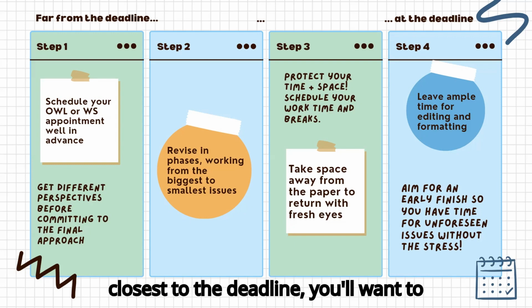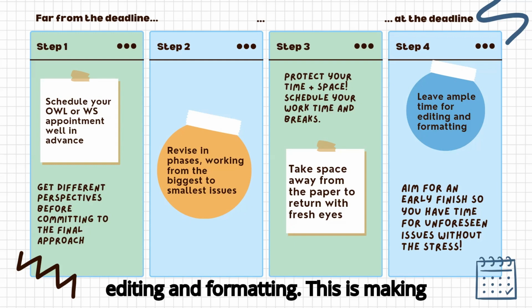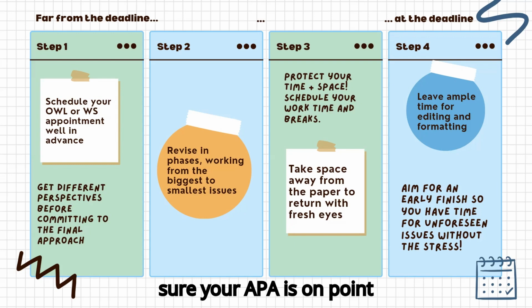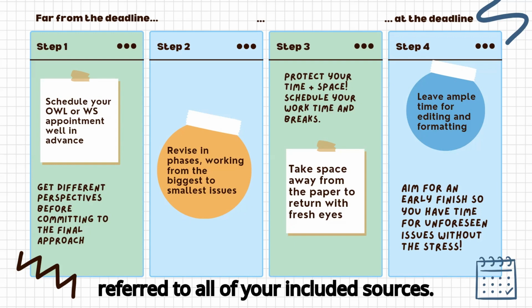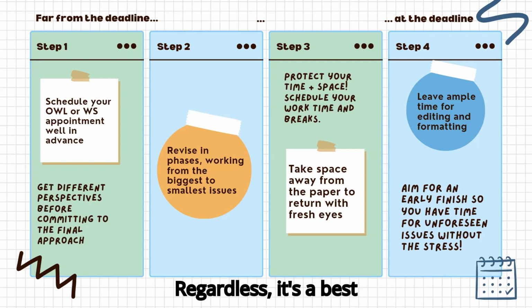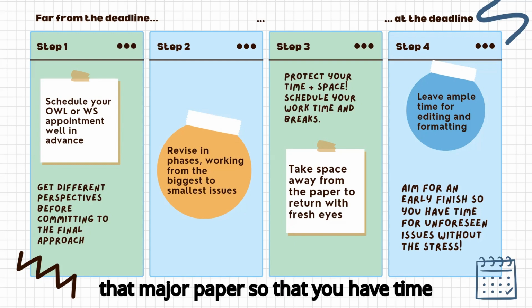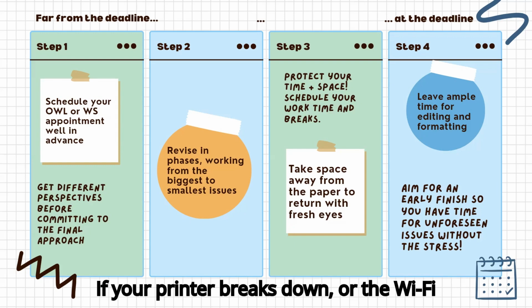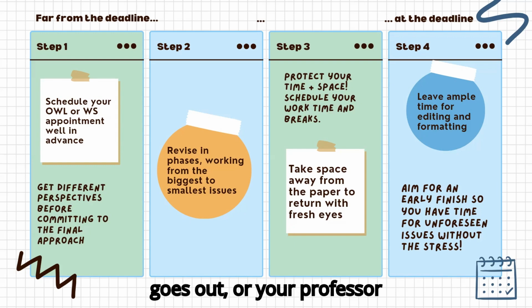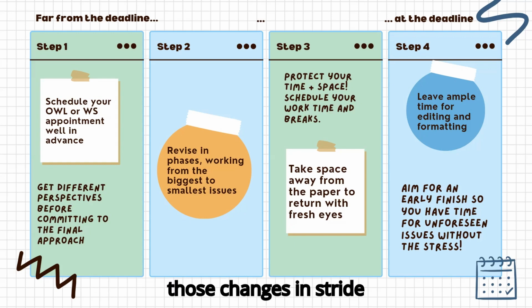And finally, when you're the closest to the deadline, you'll want to make sure you've left ample time for editing and formatting. This is making sure your APA is on point, or looking through your references and making sure that you have clearly referred to all of your included sources. Regardless, it's a best practice to aim for an early finish to that major paper so that you have time for unforeseen issues without the stress. If your printer breaks down or the Wi-Fi goes out or your professor changes the prompt suddenly, having your paper done early means that you can take those changes in stride and find a solution without the stress.